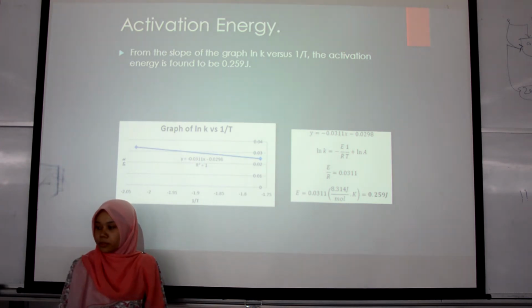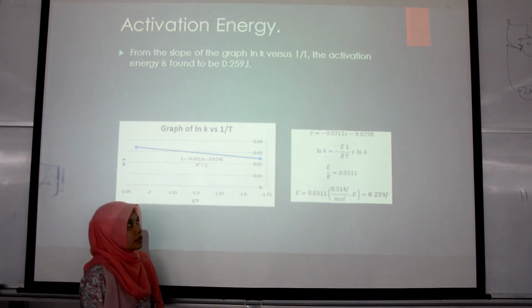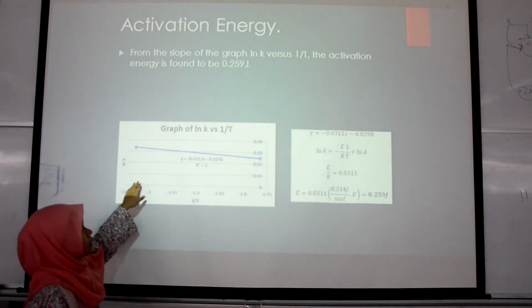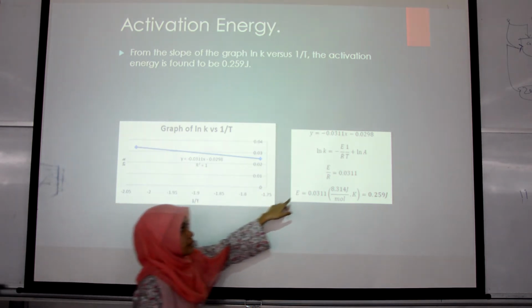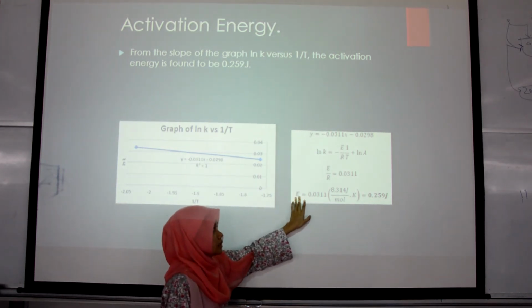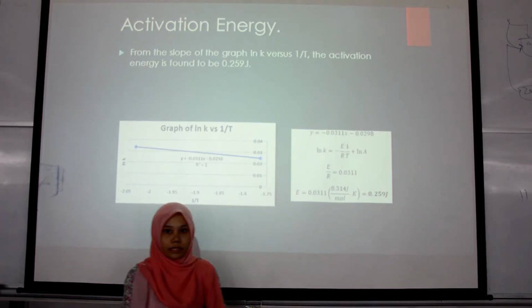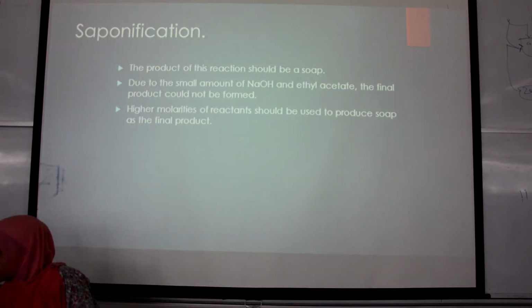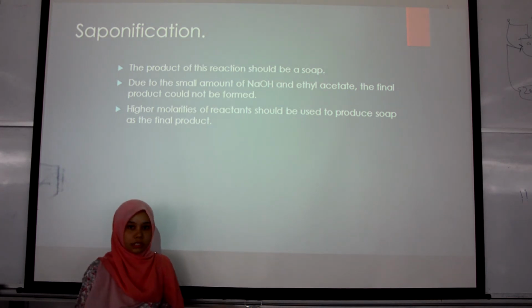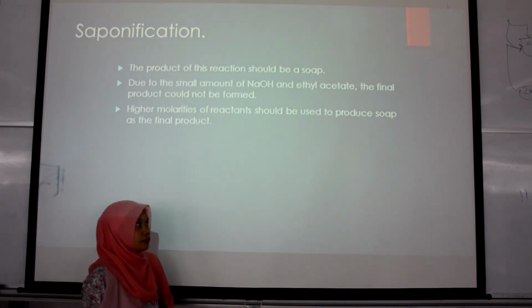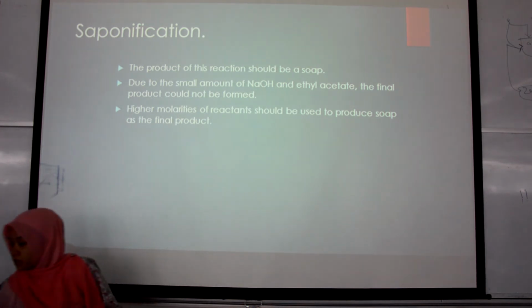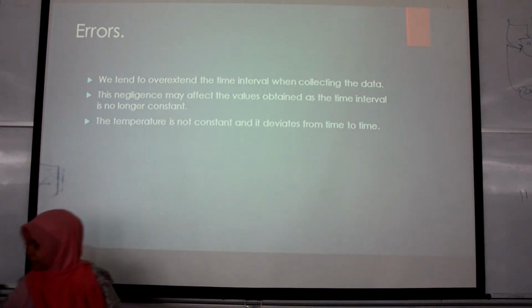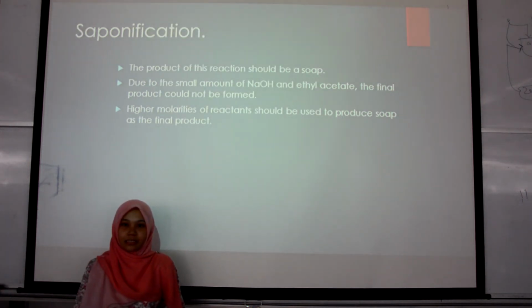The next one, what we obtain from the experiment, is the activation energy. From what we can see here, we can plot the graph ln k versus 1 over T. Then from the slope, and using this equation, we can get the activation energy, which is 0.259 joules. Okay, so this reaction is called saponification, and it is supposed to form soap as the final product. But somehow the reactant is at low concentration, and then the soap cannot be formed.